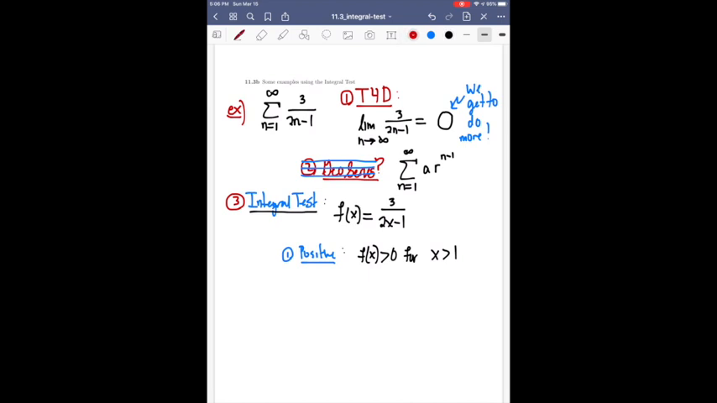And again, the reason why we care about x being greater than 1 is because our series is starting at n equals 1 and then going all the way to infinity. If our series were to start at, say, n equals 17, then we'd care about this being positive for x values greater than 17.